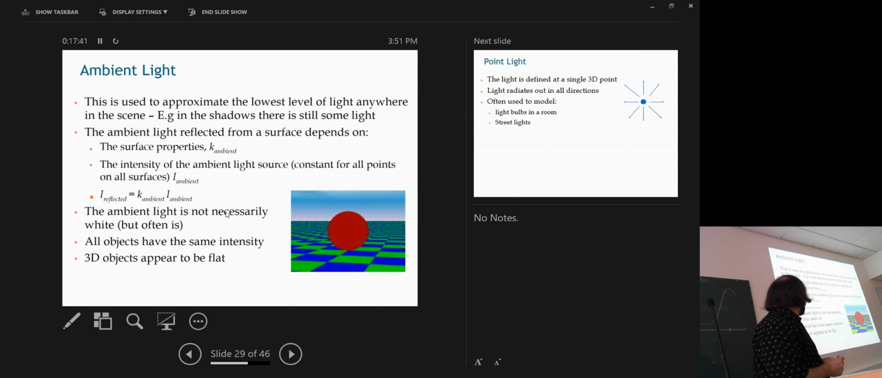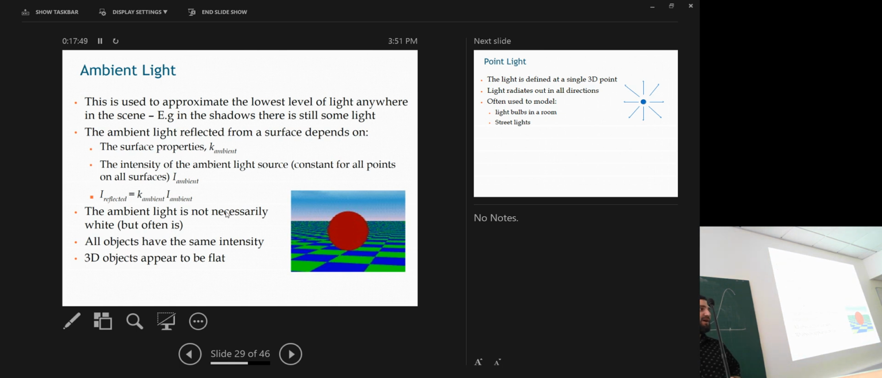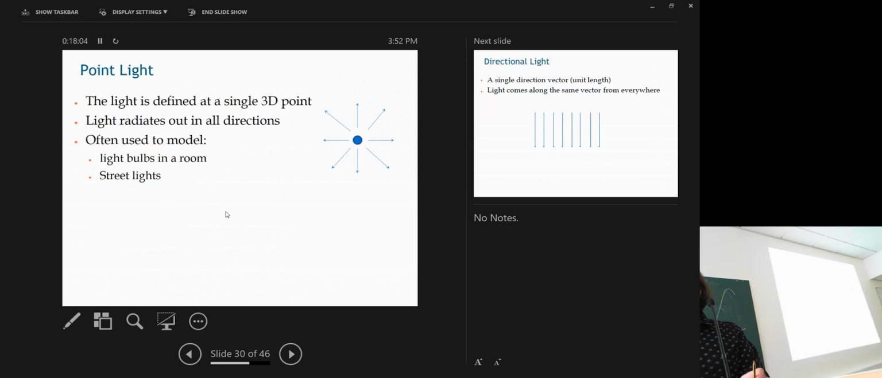And it's usually considered white somehow to simulate sunlight-like conditions, and also because, as we have seen so far, we automatically assume white illumination when we're talking about colors. You said apple is red because you assumed white illumination. And all objects appear flat and have the same intensity.